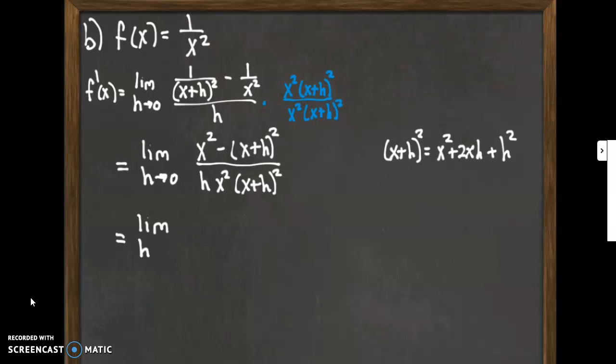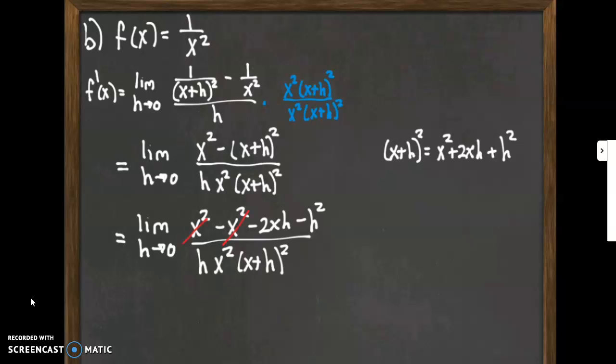So we get the limit as h goes to 0 of x squared, and then distribute the negative sign through here. It would be minus x squared minus 2xh minus h squared. All of that's over h, x squared, x plus h squared. Yeah, it's a lot of writing. And then those x squareds will cancel out.